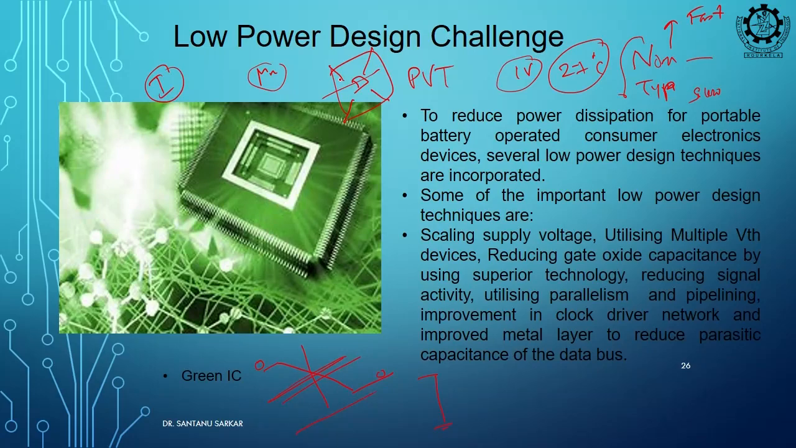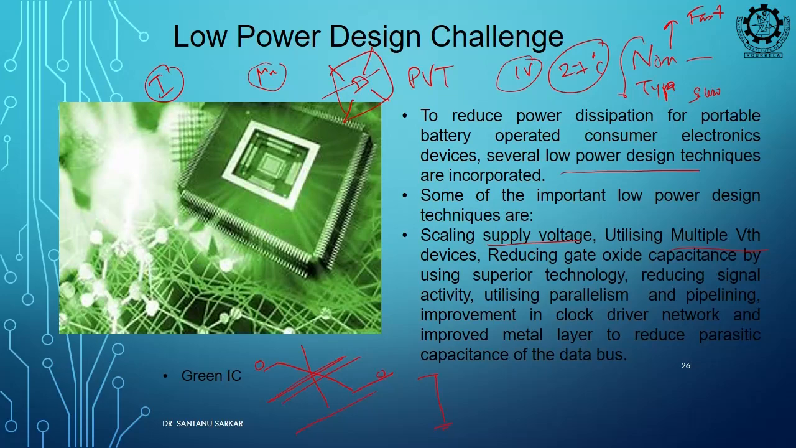So, there are certain ways of designing for low power. There are several low power design techniques. For example, we can scale down supply voltage, that we already discussed. We can use multiple threshold voltages. Okay. Generally, we have heard of only a single VTH, typical VTH, but we can have a low VTH device, we can have a high VTH device.